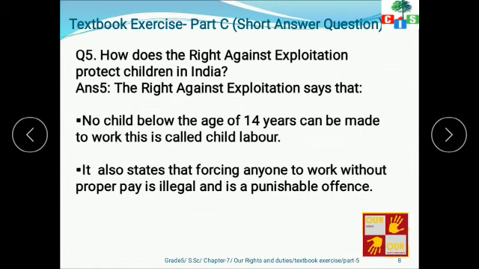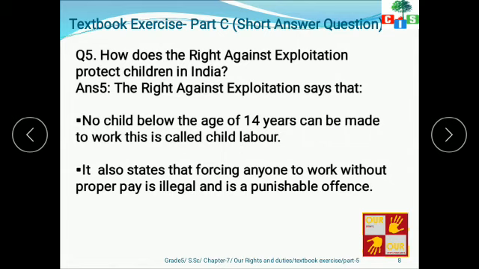So they are not supposed to work, if the child is less than 14 years. Okay, then it also states that forcing anyone to work without proper pay is illegal and is a punishable offense. Okay, so this is the answer of answer 5. So children, this is all about the short answer questions. I hope that you will get the complete information.